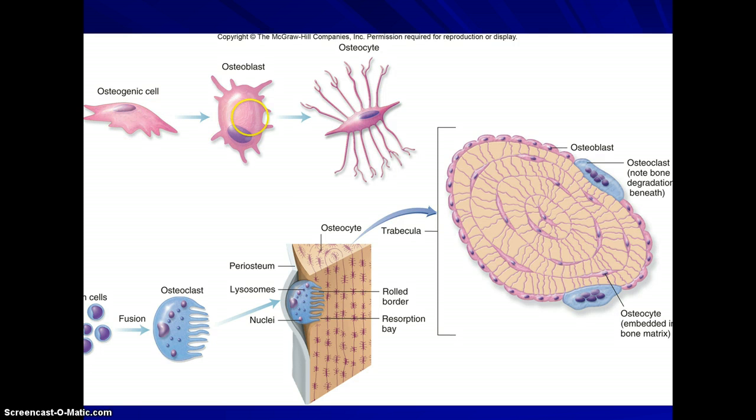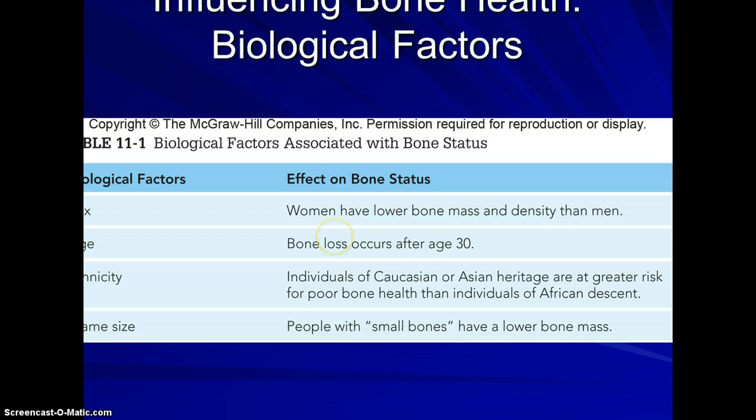This talks about two cells that we have in our body called osteoblasts and osteoclasts. Osteoclasts break bone down, osteoblasts build bone up.